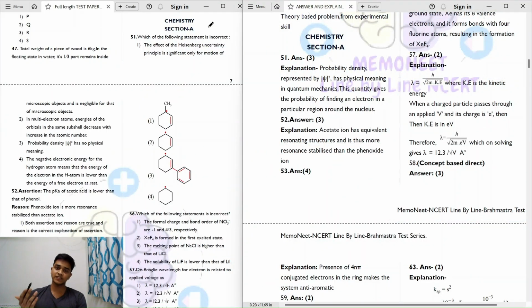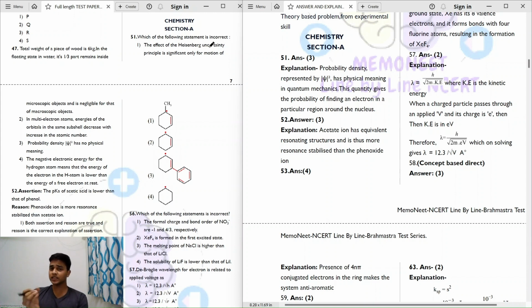So first we have section 8. Question number 51. The question says, which of the following statements is incorrect? Statement 1 says, the effect of the Heisenberg uncertainty principle is significant only for motion of microscopic objects and is negligible for that of macroscopic objects. So this is a correct statement because in the Heisenberg uncertainty principle, we only talk about microscopic objects, which are our electrons and other subatomic particles.